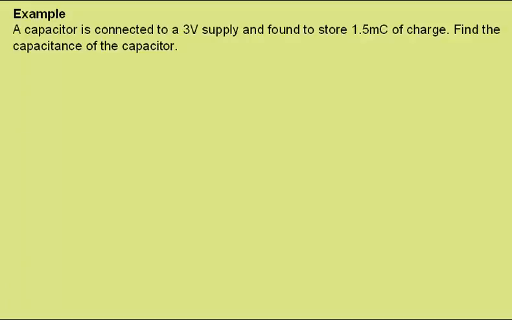Let's just run through a simple example. A capacitor is connected to a 3 volt supply and found to store 1.5 millicoulombs of charge. Find the capacitance of the capacitor. Well, using capacitance is charge over potential difference. Putting in the values, 1.5 millicoulombs over 3 volts gives a capacitance of 5.0 times 10 to the minus 4 farads.